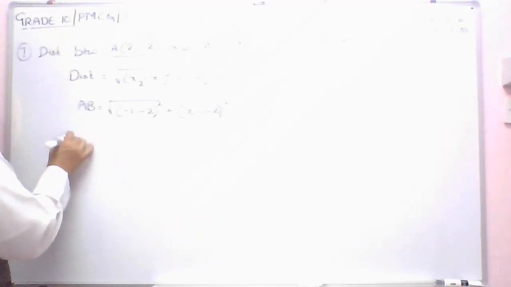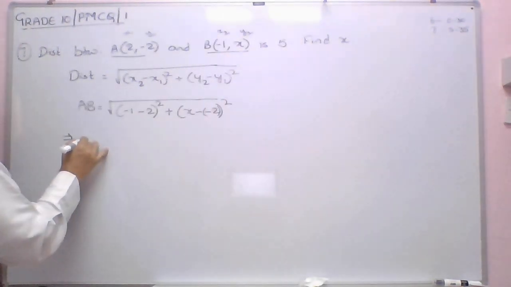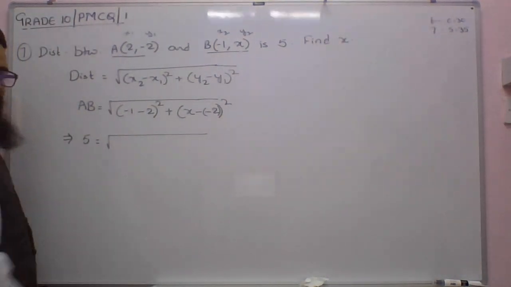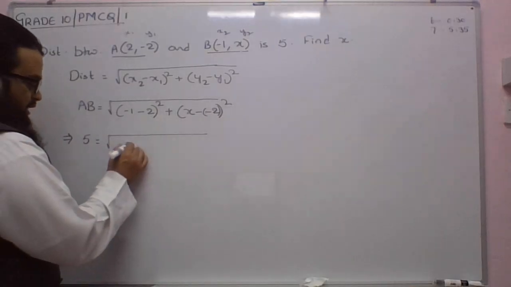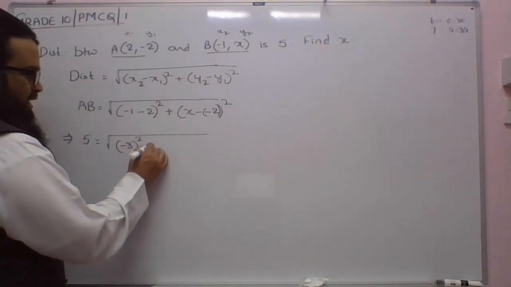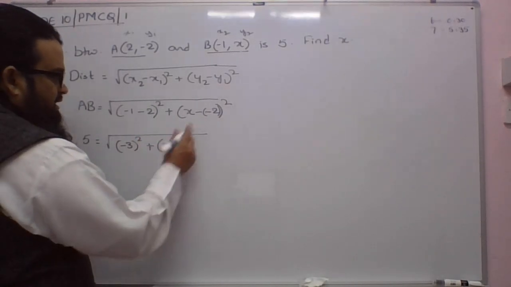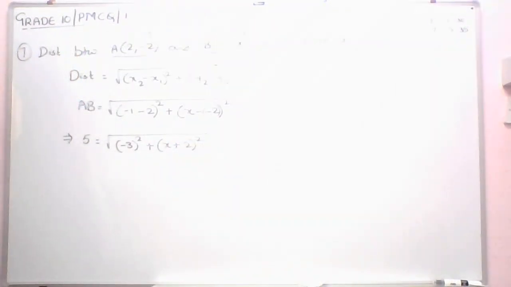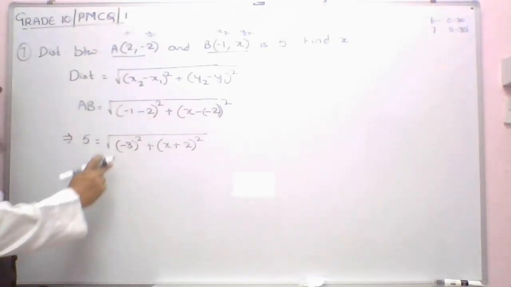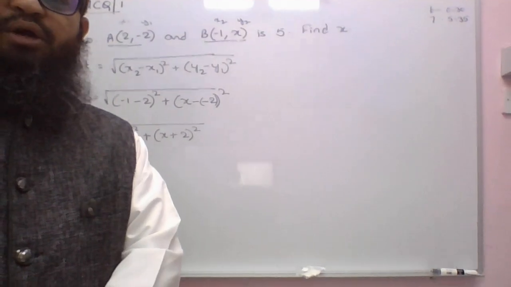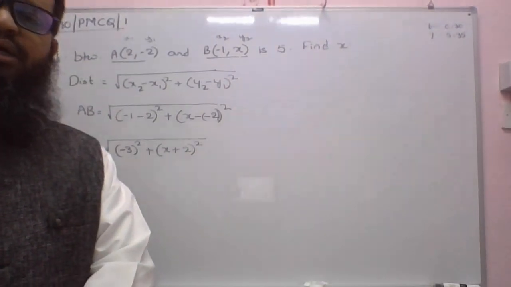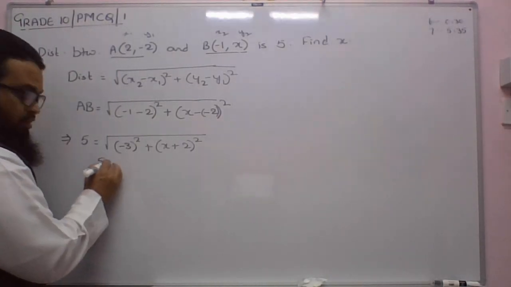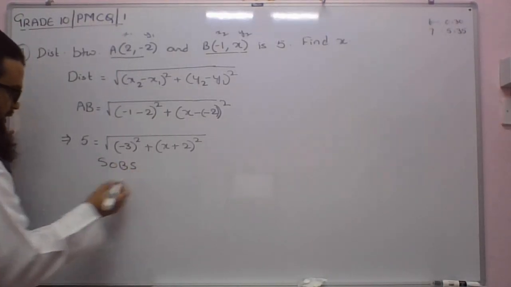And what is given? The distance is 5 units. So 5 equals square root of (minus 1 minus 2), it is minus 3 whole square, plus in brackets (x minus of minus 2), that is x plus 2, whole square. Understood or not? Now on both sides, what do you have? On the right hand side you have square root, right? So in order to remove that square root, let us square on both sides.